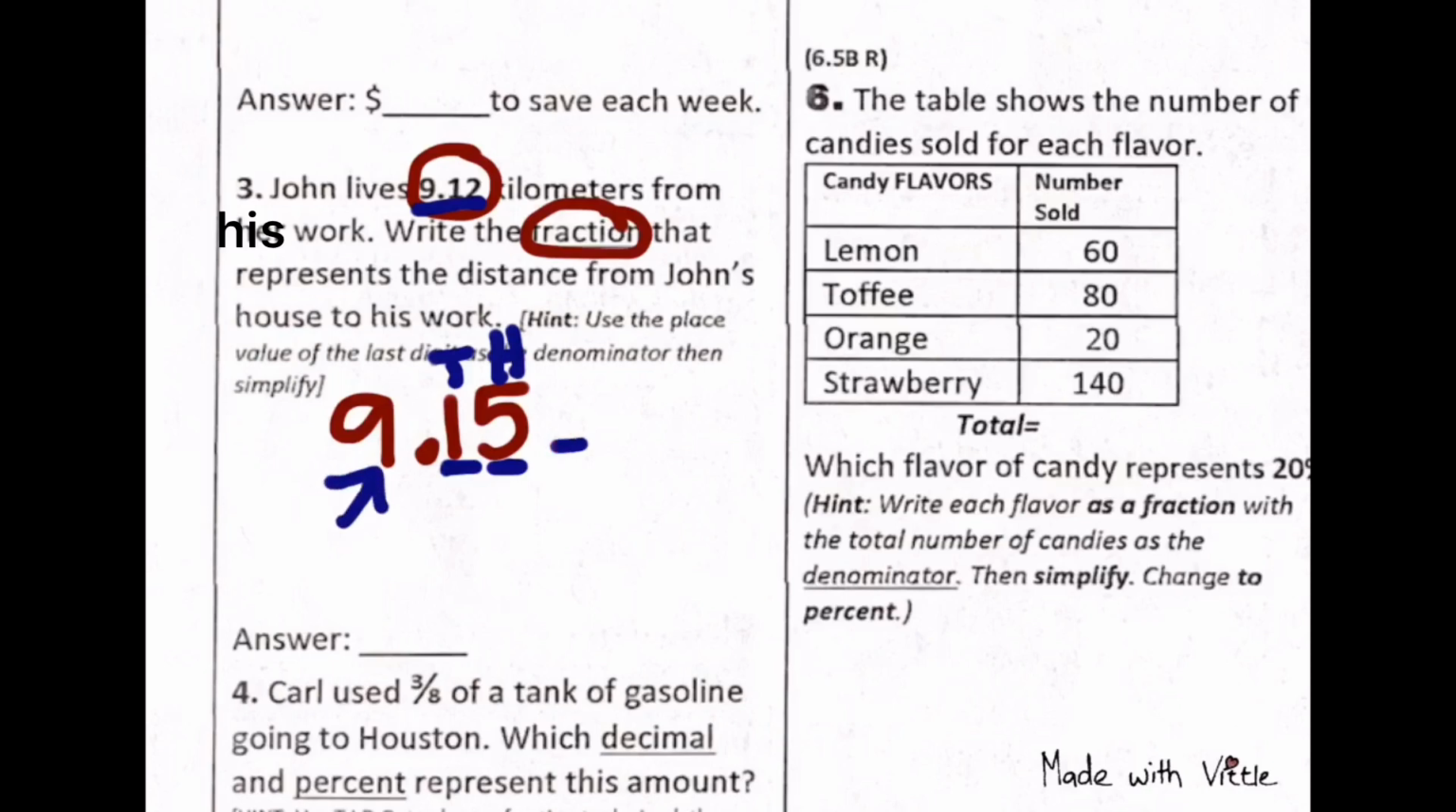So what you're going to do is write down the 9 big enough, and then there's going to be a fraction beside it. The numerator will be that 15 on the top, and then the bottom number will be the place value of the last digit, which is your hundredths.